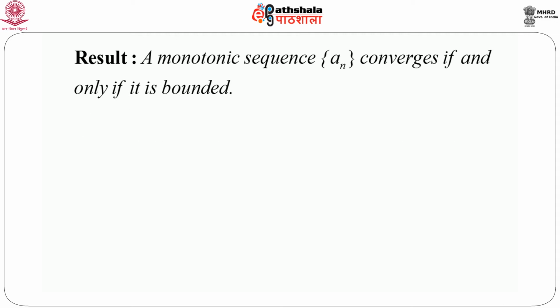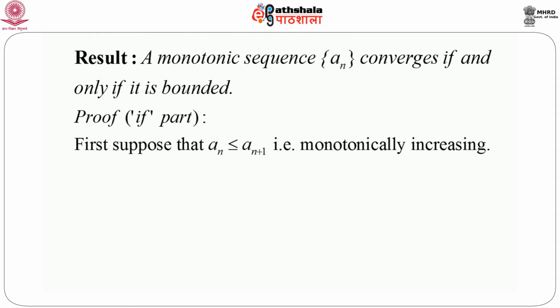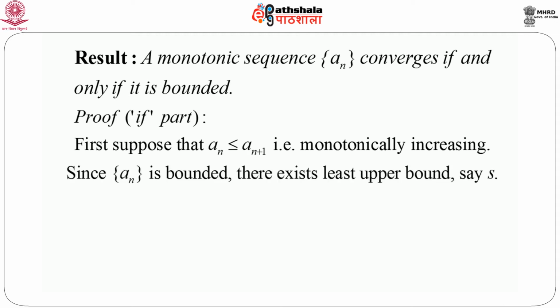So let us take the if part. That means assume that the sequence is bounded. But remember one thing, the sequence is monotonic. That part is always given. So first suppose that an is less than or equal to an plus 1, that is, the sequence is monotonically increasing. Since it is given that an is bounded, we can always have the least upper bound of the sequence, which we call S. That means an is less than or equal to S for all n equals 1, 2, 3 and so on. That means an can never exceed S.